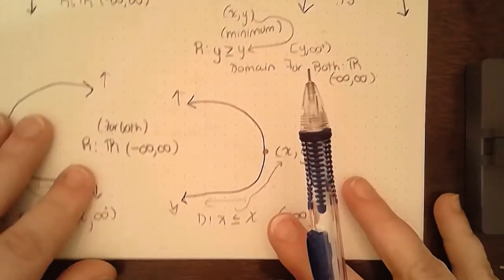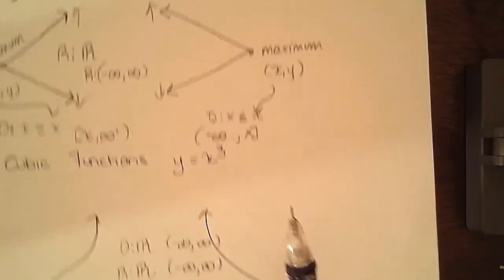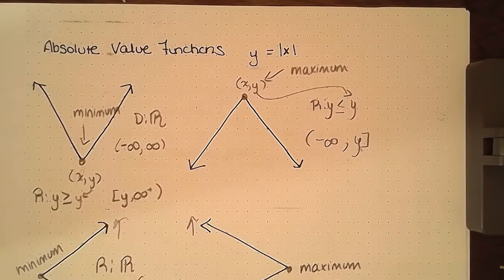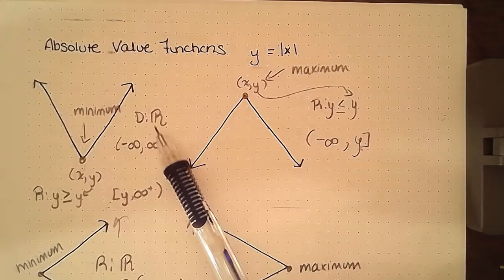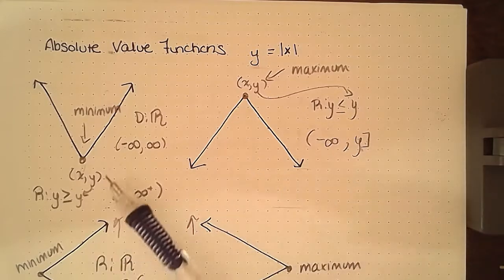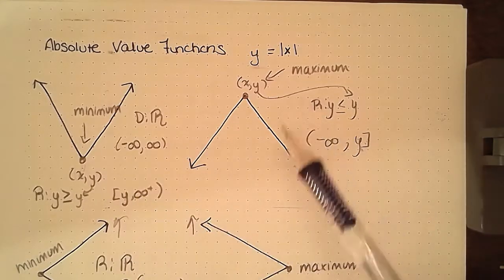Okay. The other thing that I wanted to show you were absolute value functions, and those are almost identical to parabolas because they have the same kind of thing where they have a minimum or a maximum and they point up or down or left or right. So it's really the same exact thing. So remember, those again have a domain of all real numbers if they're pointing up or down. And then the range depends on whether or not there's a minimum or maximum, okay?